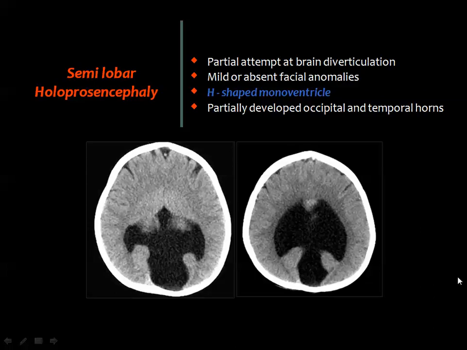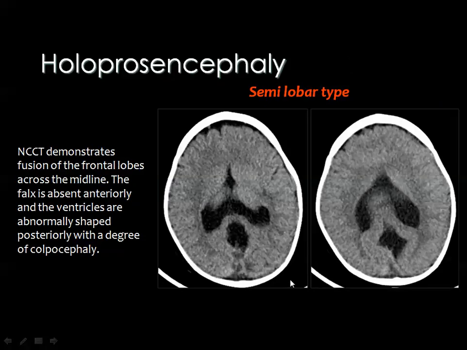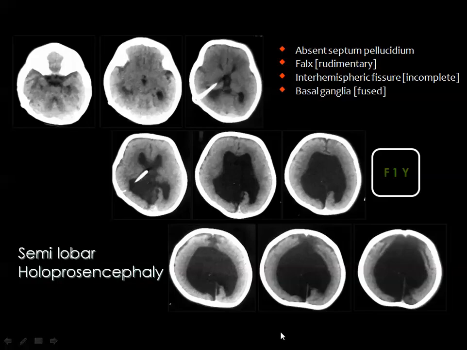And this is an example of holoprosencephaly. The third ventricle looks to be present, but the lateral ventricles are fused across the midline with an attempt to form the occipital horns as well as part of the temporal horns. But the interhemispheric fissure is absent, the falx cerebri is also absent.